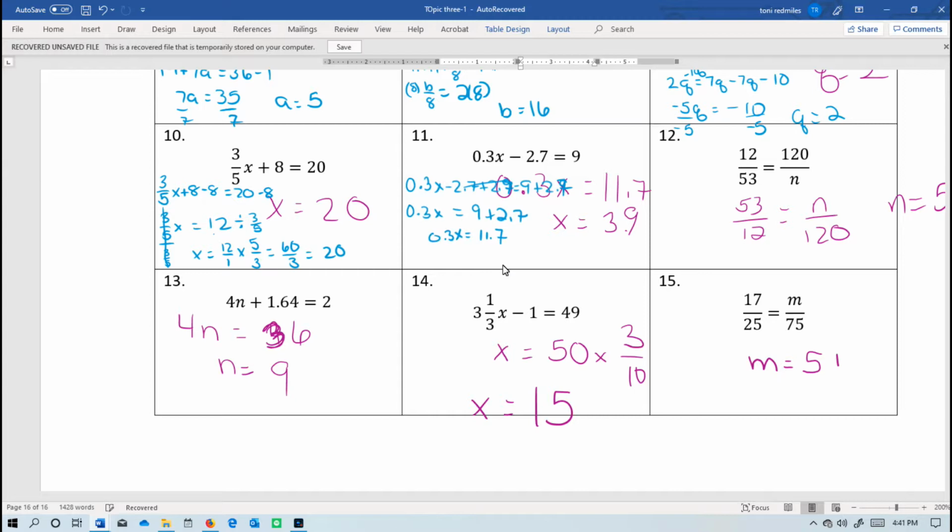All right, so the 0.3 is being multiplied, so I'm going to divide. And x equals 3 goes into 11 3 times. Remainder of 2, 27, 9 times. Same place value, so no decimal.